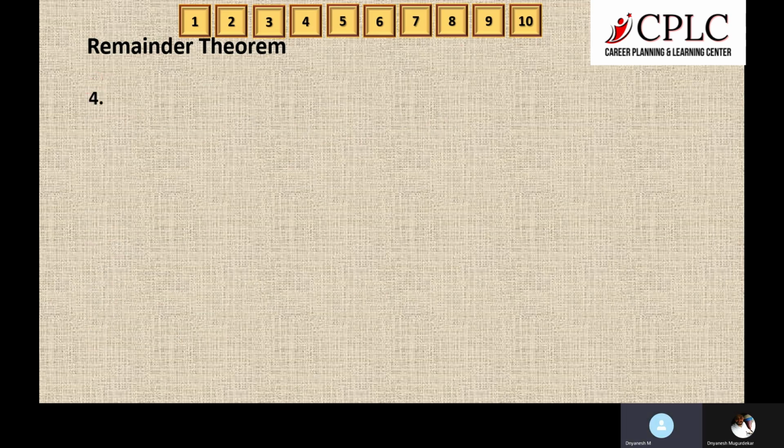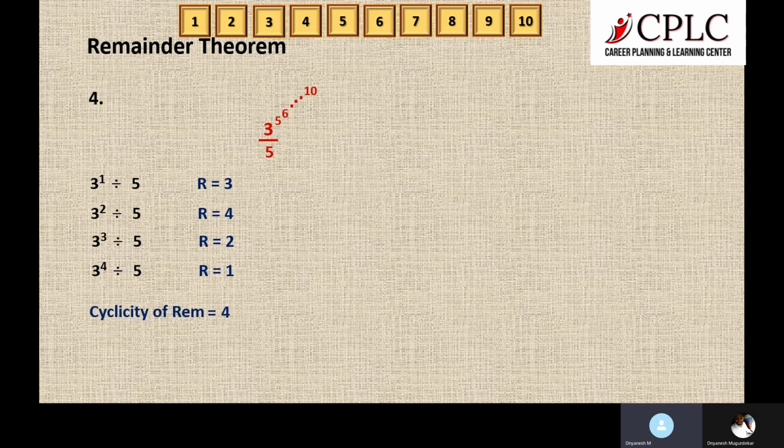So again, first of all, find out the pattern. 3 raised to 1 divided by 5, remainder is 3. 3 square, that is 9, divided by 5, remainder is 4. 3 cube, 27, divided by 5, remainder is 2. And 3 raised to 4, 81, divided by 5, the remainder is 1. And 3 raised to 5, that is 243, divided by 5, the remainder is 3 again.